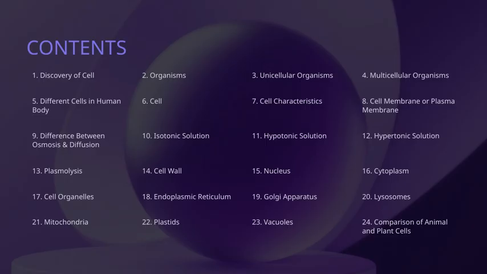Understanding how substances move in and out of cells is crucial, so we'll cover concepts like osmosis and diffusion, along with solutions like isotonic, hypotonic, and hypertonic, which affect cell stability. We'll also compare animal and plant cells to highlight their similarities and differences. Finally, we'll look at specialized structures called plastids in plant cells and the overall comparison between animal and plant cells, tying everything back to the central theme of understanding cell structure and function as the foundation of biology.